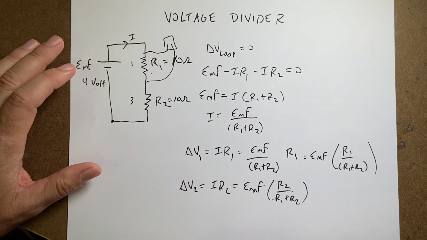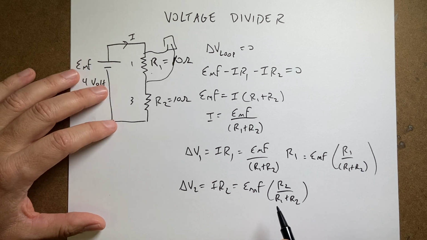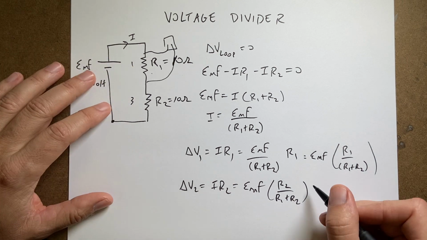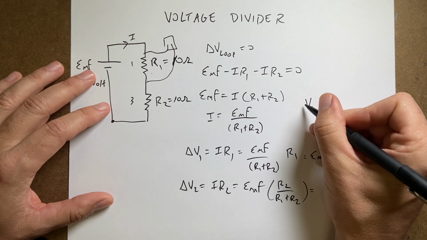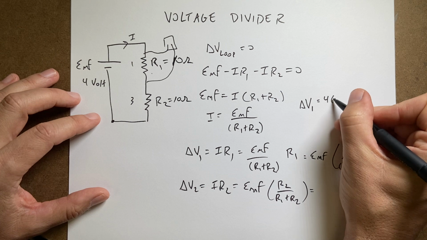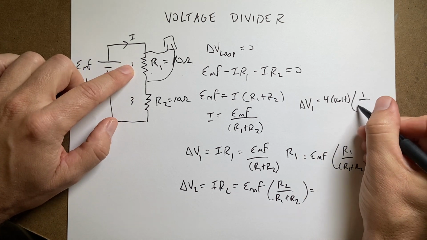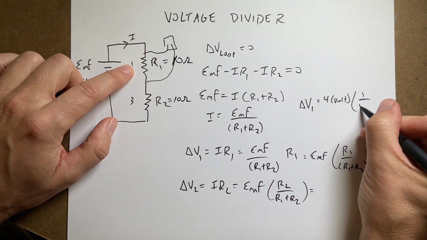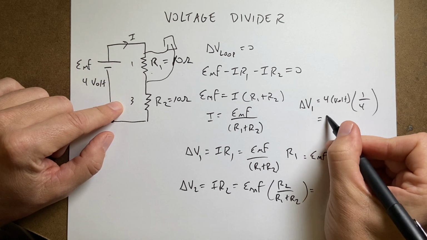So let's say I want to get 1 volt right there, and then I'd get 3 volts right there. Well, what would I do? What if I'd picked 1 and 3 ohms? So I could say, this is R1, V1. V1 is going to be 4 volts times 1 over 1 plus 3, or 4, and I get 1/4 times 4, I get 1 volt.